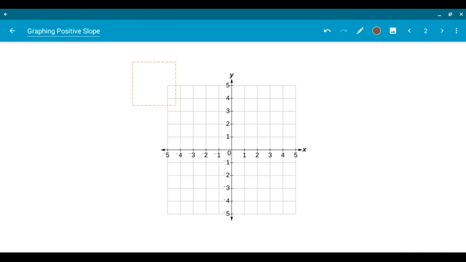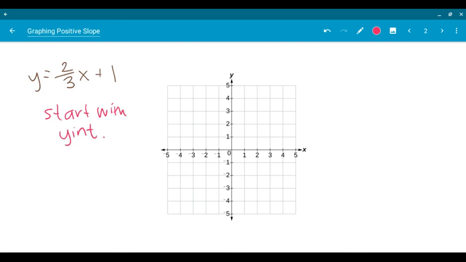Okay, so let's start with y equals 2/3 x plus 1. So when you are graphing a line, always start with your y-intercept. So our y-intercept is the 1. So you're going to go to your y-axis. Here's your y-axis. And you are going to plot 1. So that is how we get that point.